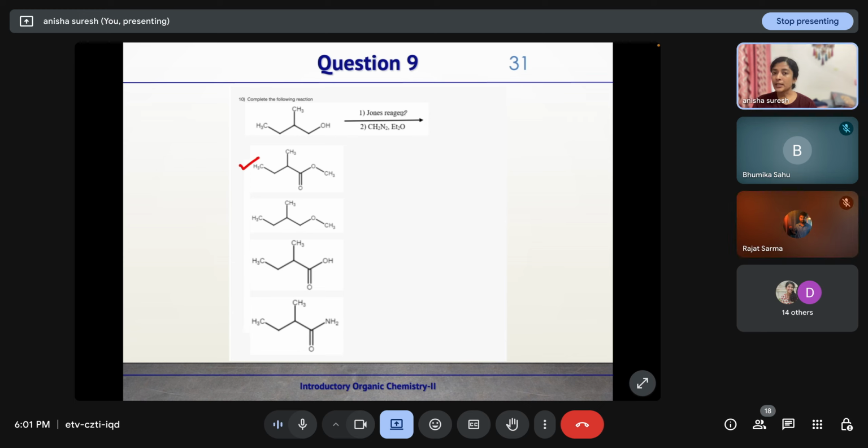So what is happening when we treat with Jones reagent? This is a strong oxidizing agent. So it will directly convert this primary alcohol into acid. And that acid, upon treating with diazomethane, as we have seen for esterification reaction, leads to formation of methyl ester.